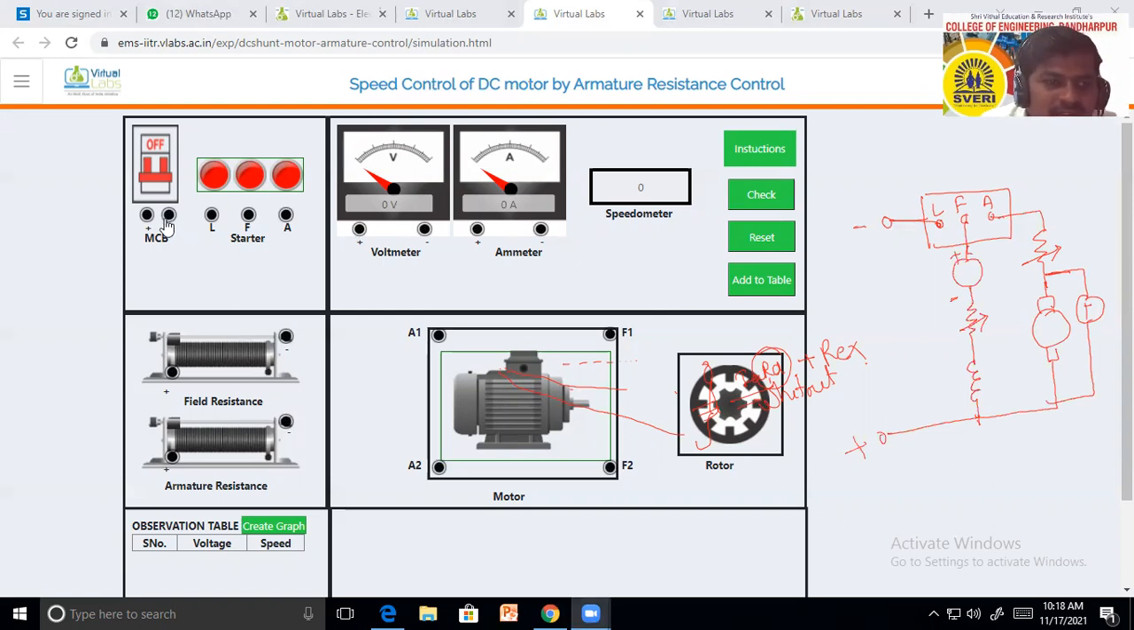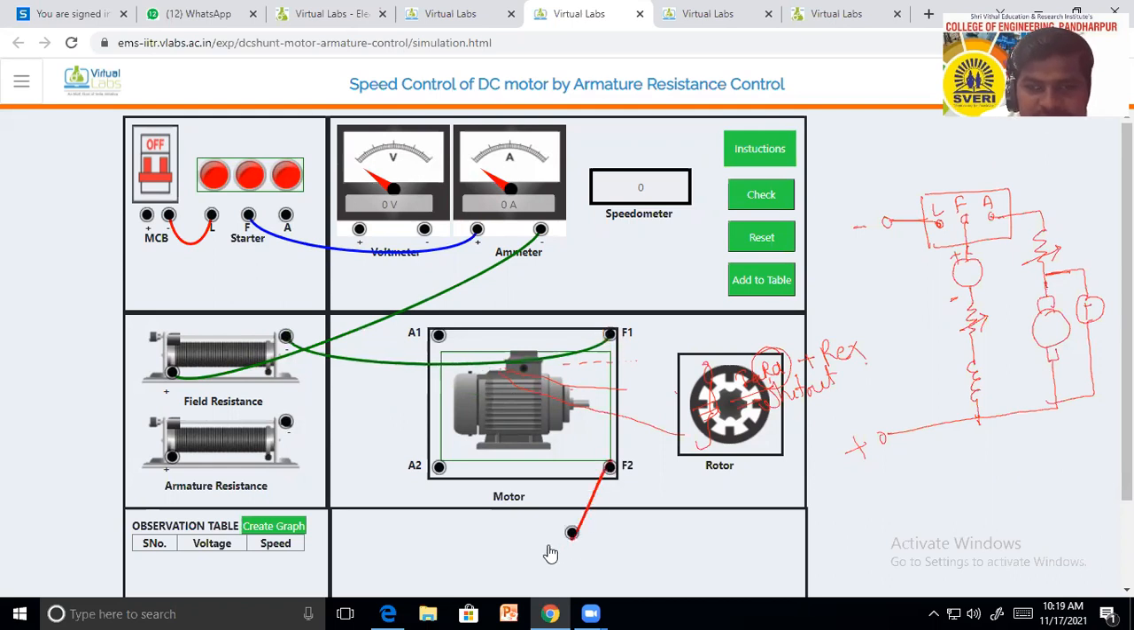This is the one terminal, it can be connected to L. Then the field terminal can be connected to one ammeter. The next terminal of the ammeter can be connected to one terminal of the rheostat. The next terminal of the rheostat can be connected to F1. Then F2 can be connected to positive. Similarly, the A terminal, that is the armature terminal, can be connected to one rheostat. The next terminal of the rheostat can be connected to A1. Then A2 can be connected to positive.